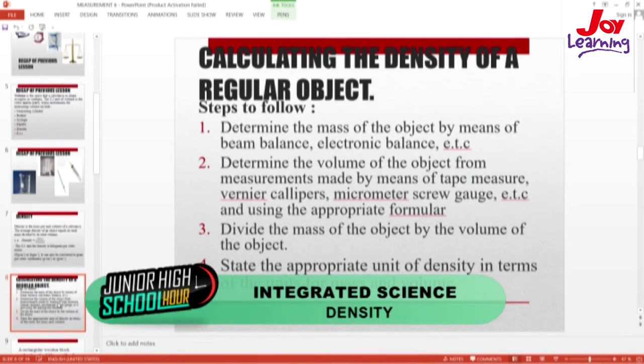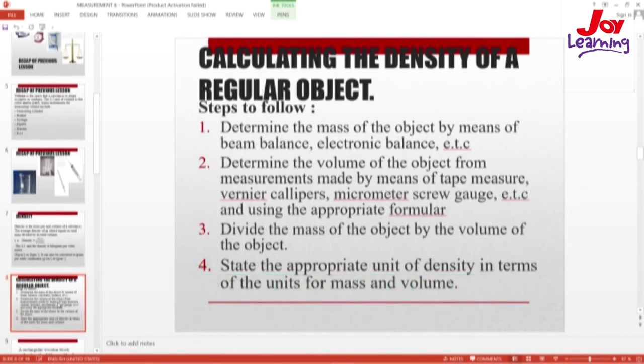Now, let's look at how to calculate the density of a regular object. When we talk of regular objects, they are objects with clearly defined dimensions, which have the length, the width, the height, and other quantities. So let's follow the steps below. One, to calculate the density of a regular object, first we have to determine the mass of that object. To determine the mass, we can use instruments like the beam balance, the lever balance, the electronic balance, and so on and so forth.